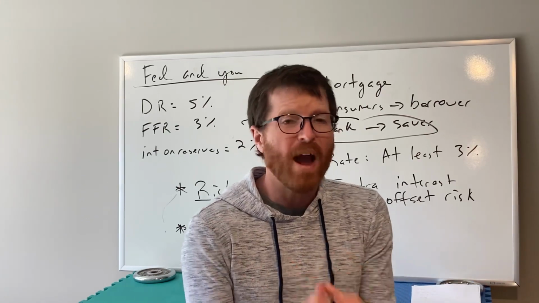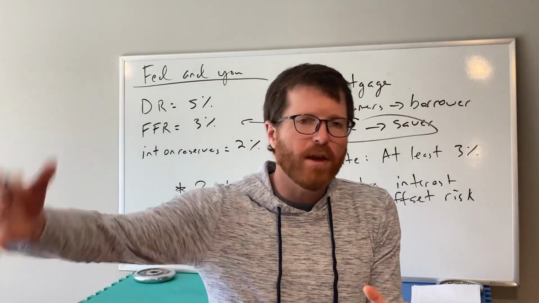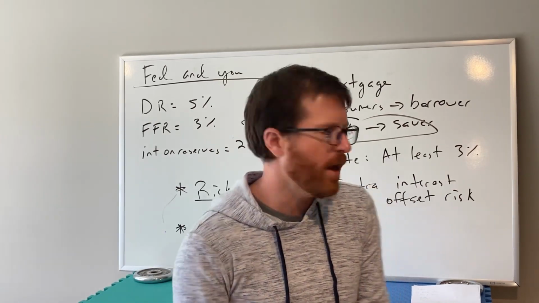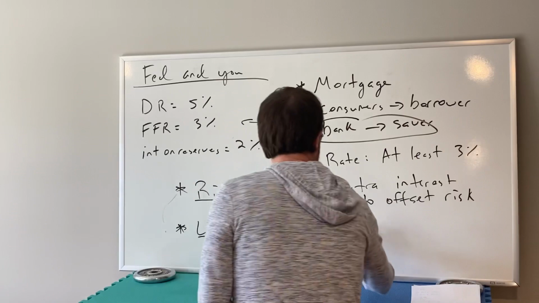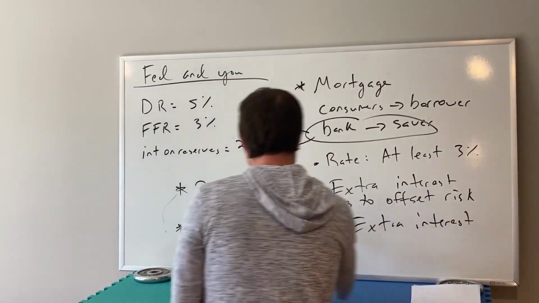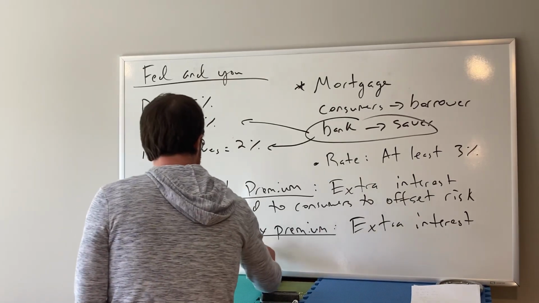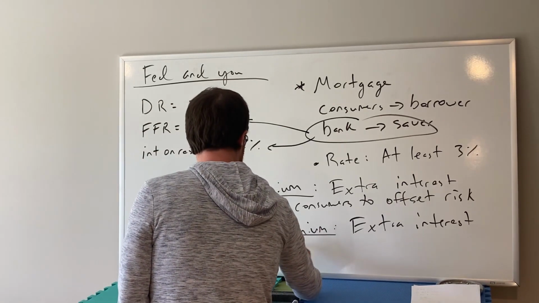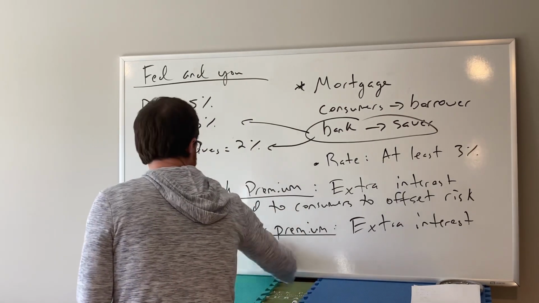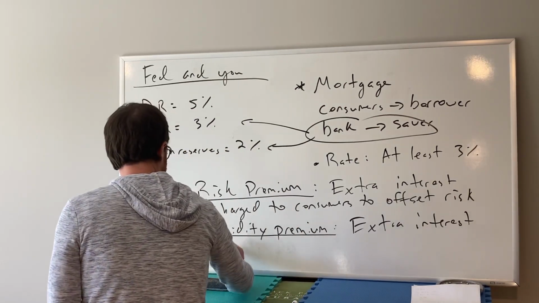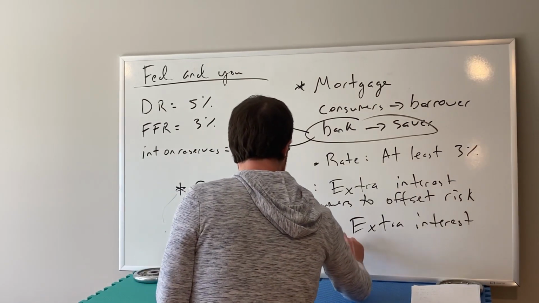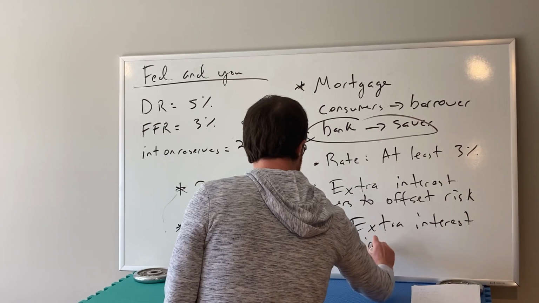In other words, we all prefer to have the money in hand. We all prefer to have money right now. So any further into the future that the money comes to us, we discount that value, okay? So the liquidity premium is the extra interest to compensate for the waiting for the funds to arrive.